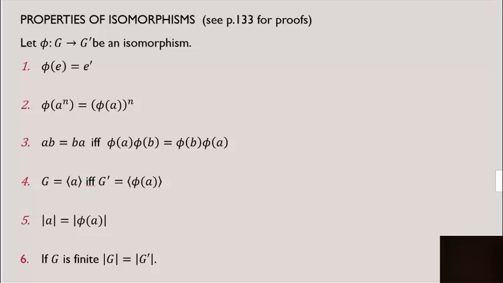That if phi maps G to G prime is an isomorphism, if G is isomorphic to G prime under the mapping phi, then phi always takes the identity of G to the identity of G prime. It always maps identity to identity. Number 2 says that if you take phi of a power of A, it's the same thing as phi of A to the n. That's quickly proved by induction. We know that phi of A squared is phi of A squared because it's operation preserving, and you quickly extend that to any power of A.